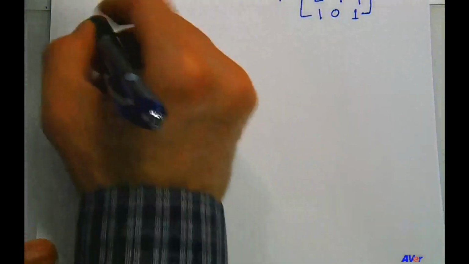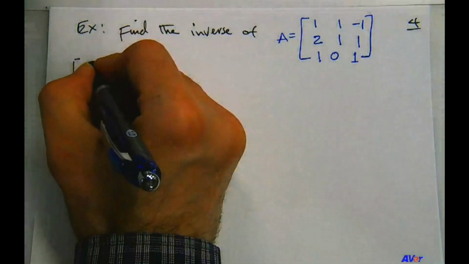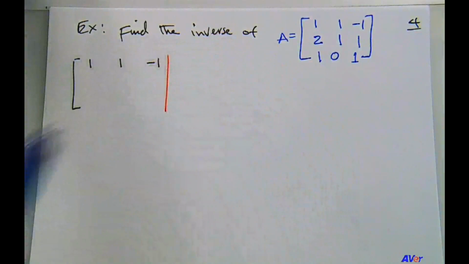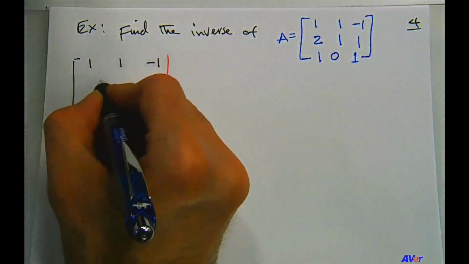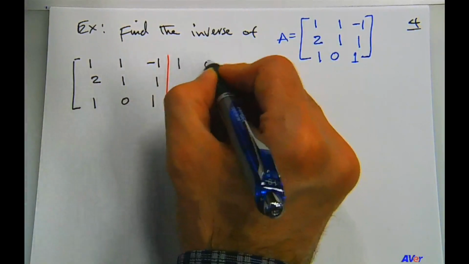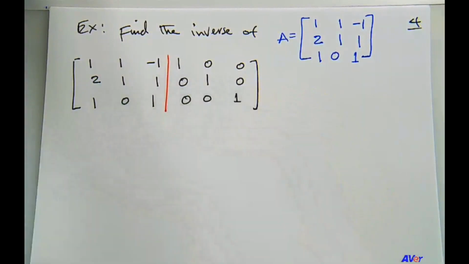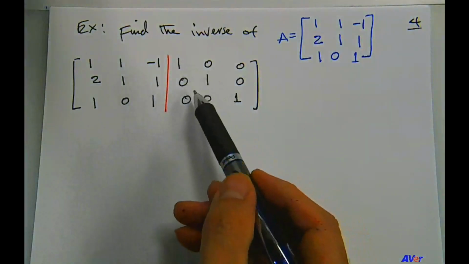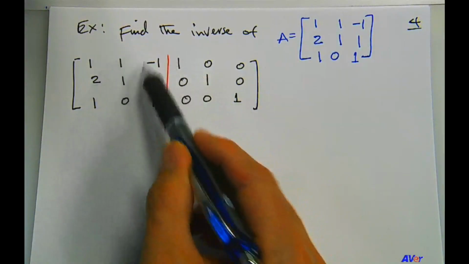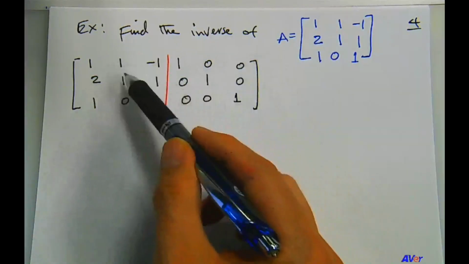Okay, the first thing we should do is create the split matrix with the identity matrix on the other side, like that. Our objective is to convert the left side to the identity matrix, and once we've achieved that, whatever we have on this side is the inverse matrix of this original matrix.